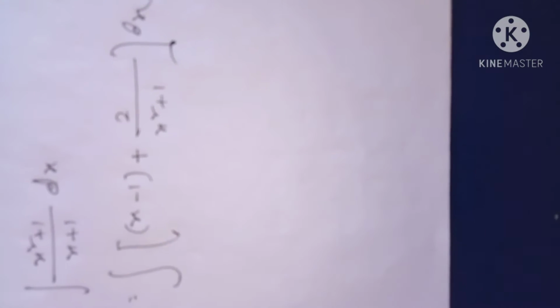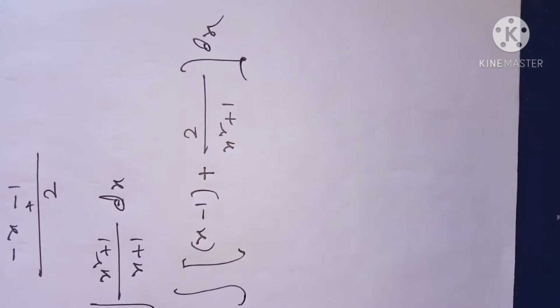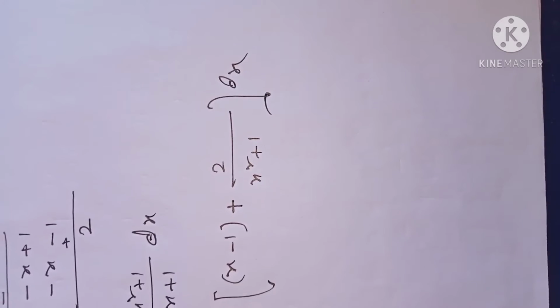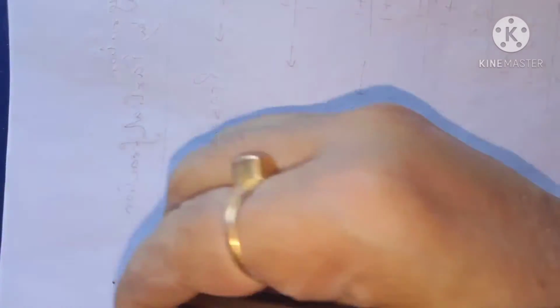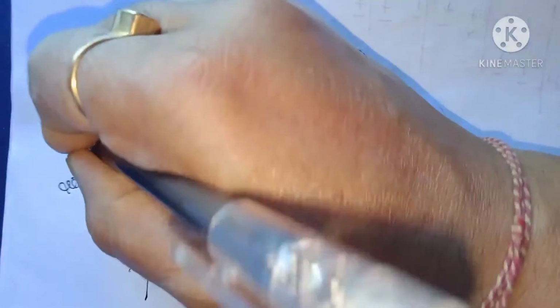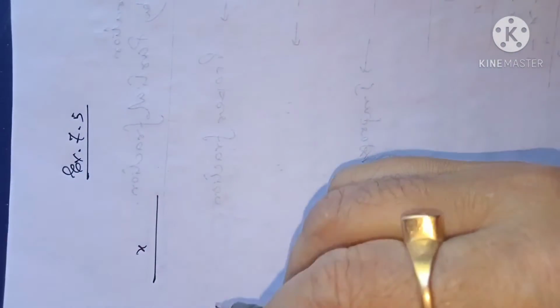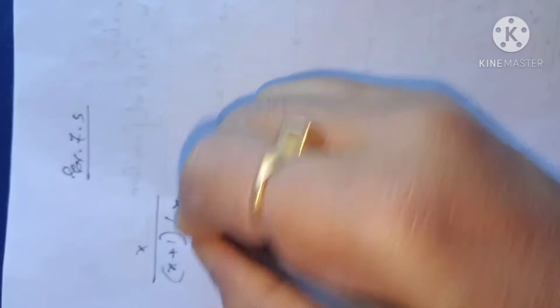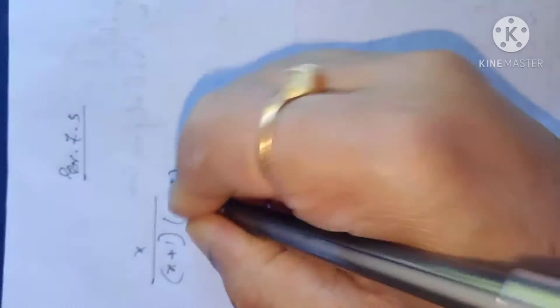So let me show you one expression of this kind. I'll solve and show you how to solve this kind of problem. Suppose the given expression is already a proper fraction. It is like this. Question number 1 from exercise 7.5: x by (x plus 1) into (x plus 2).